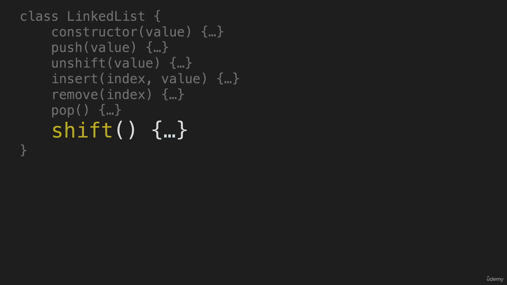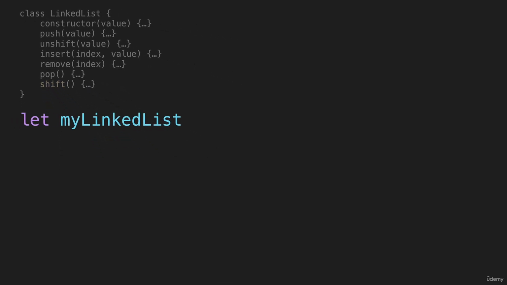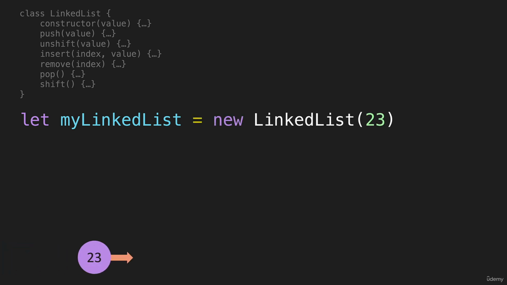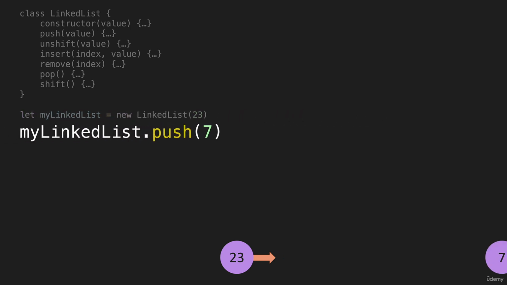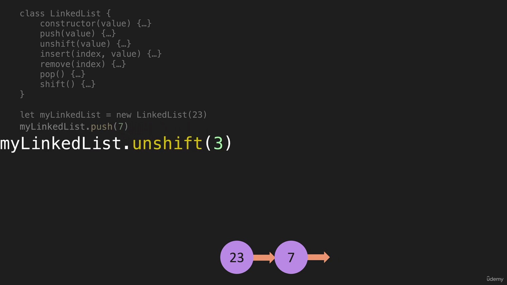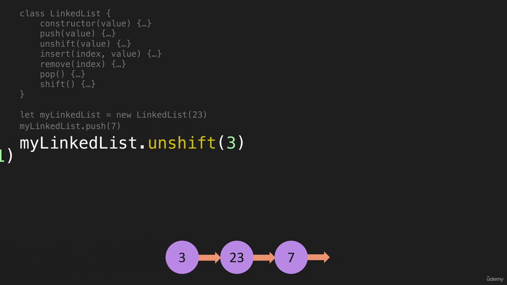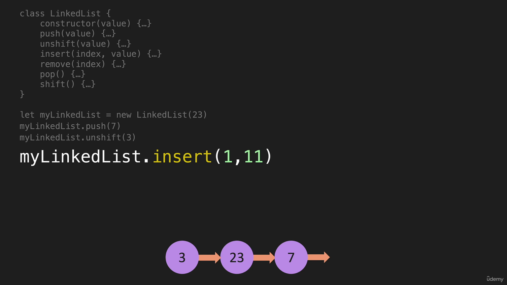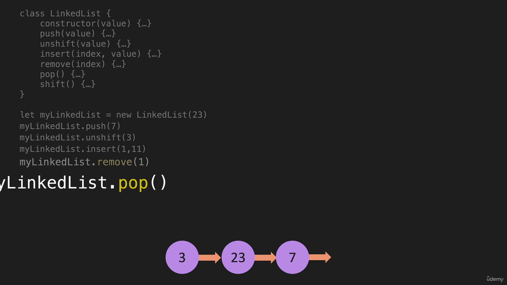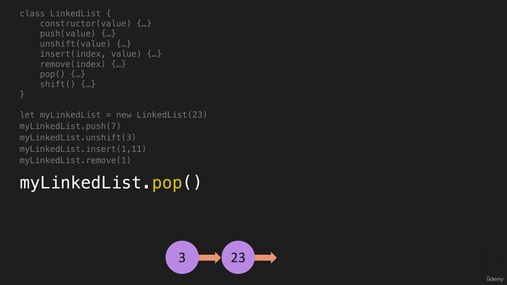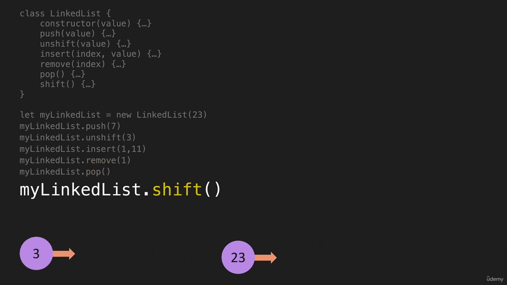But let's just go over what we could do with this. We could say let myLinkedList equal a new LinkedList. We'll pass it a number 23, and now we have a node with 23. We could say myLinkedList.push with the number 7. We could do that. Unshift with the number 3 and do that. Insert at the index of 1 the number 11. Like that. We could remove the item at the index of 1 and remove that 11. We can pop an item. We could shift an item like that.